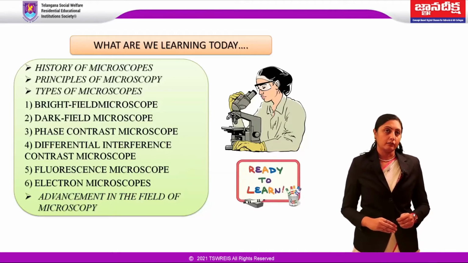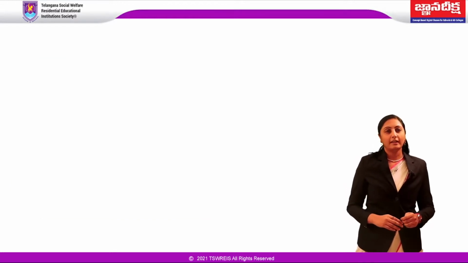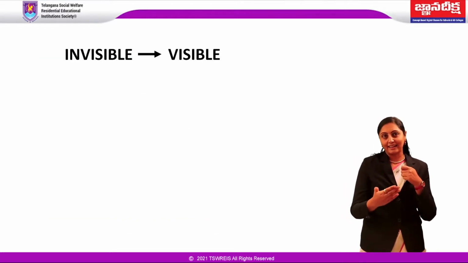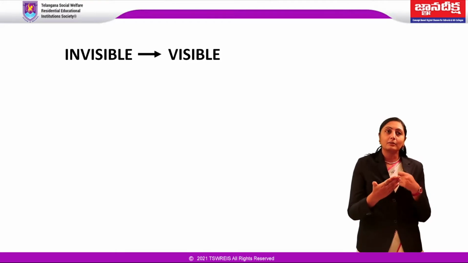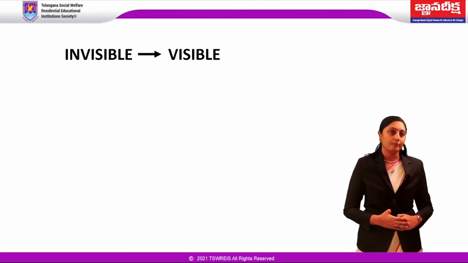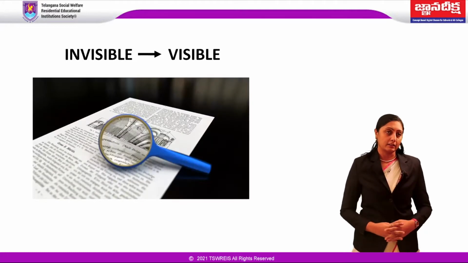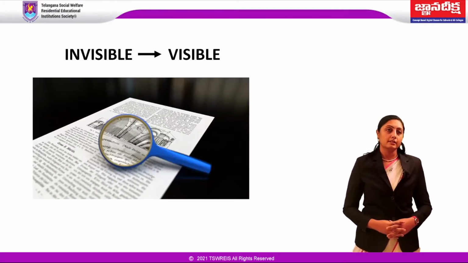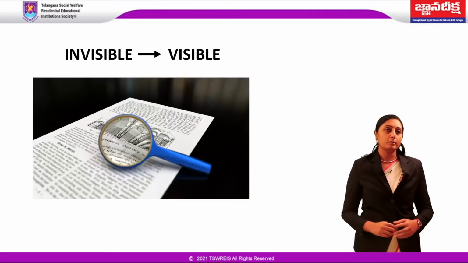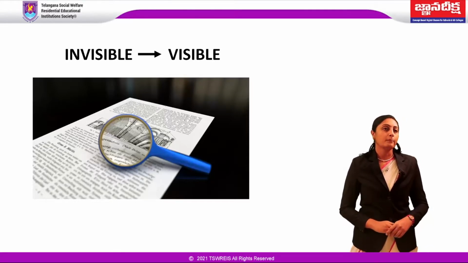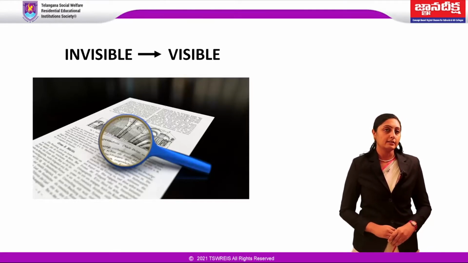Before we start off, I am sure many of you might have used a magnifying glass to see something that you can't see with your naked eye. Today's microscopes just use two such magnifying lenses to help us see objects invisible to our naked eyes. A microscope is thus an instrument that is used to magnify small objects.